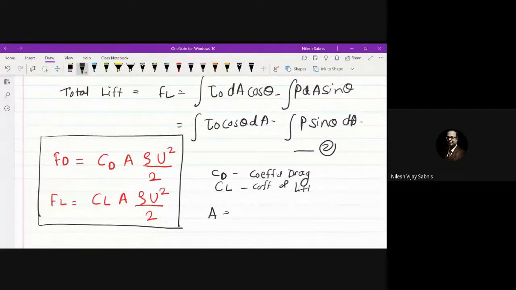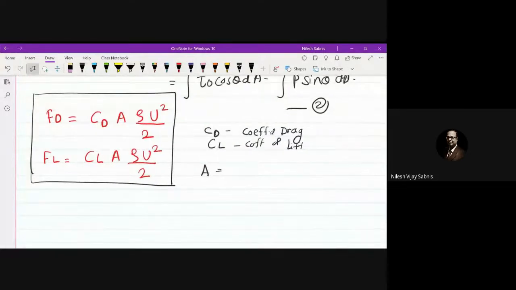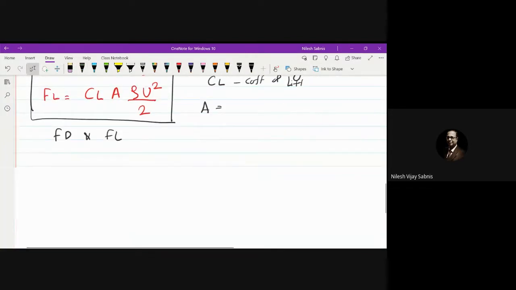So if we know FD and FL, how will we calculate the resultant force? How are we calculating the resultant? What will be the resultant?